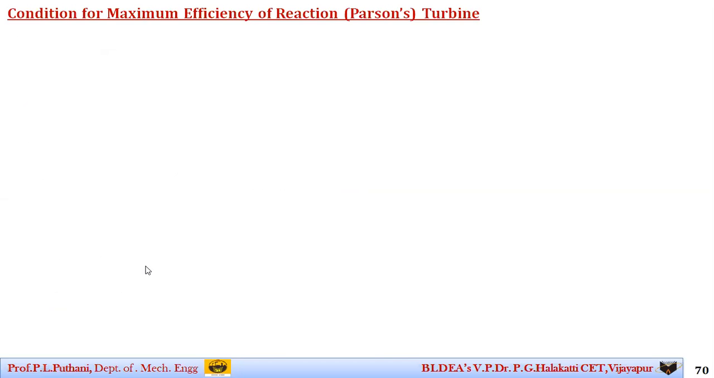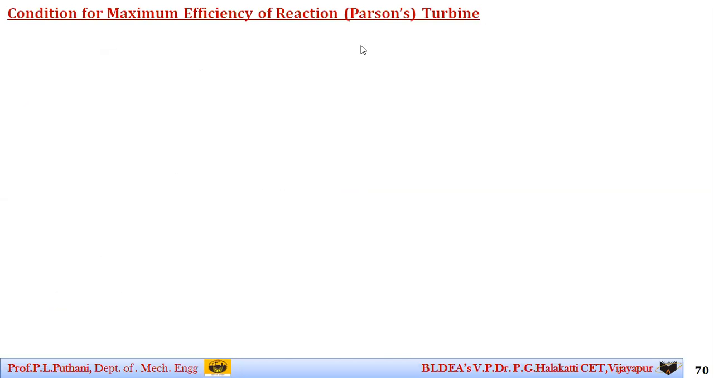Similarly, next we need to find out the condition for maximum efficiency of a reaction turbine, which is also known as the Parsons turbine, or also known as blade efficiency. Some textbooks mention blade efficiency of Parsons turbine, and some mention efficiency of reaction turbine. All are the same.